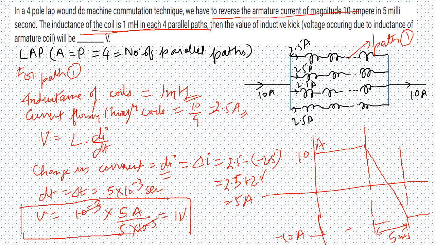So all the four coils are in parallel, so the voltage induced across these two terminals because of the inductance of the coil during commutation will be 1 volt.